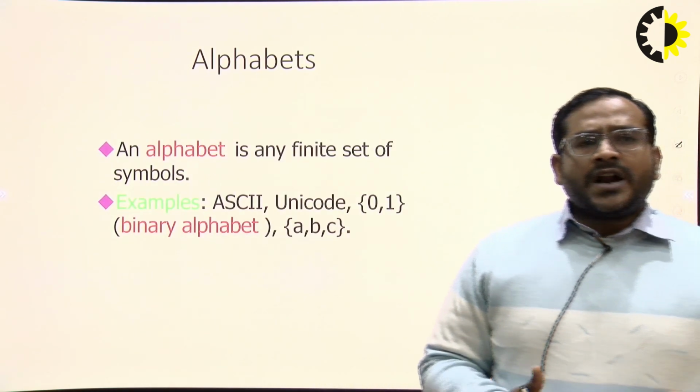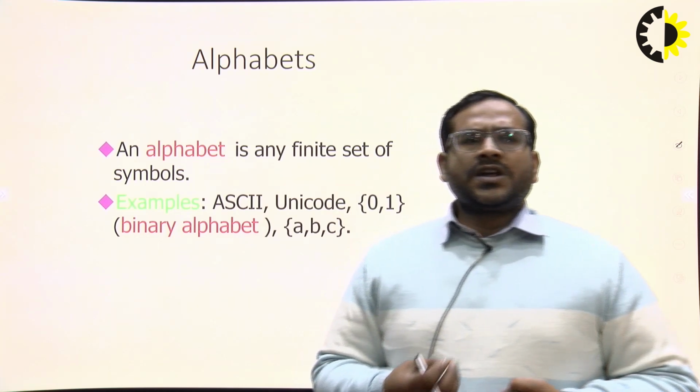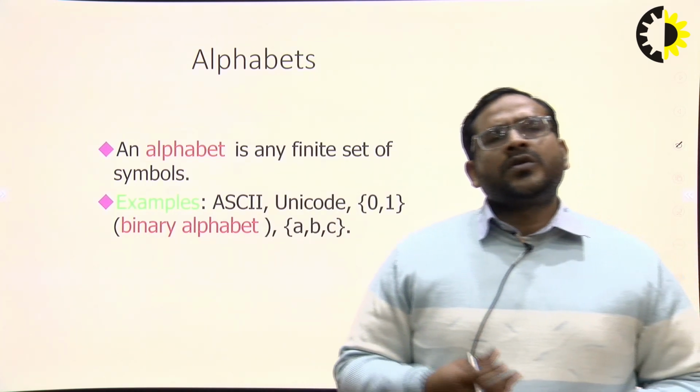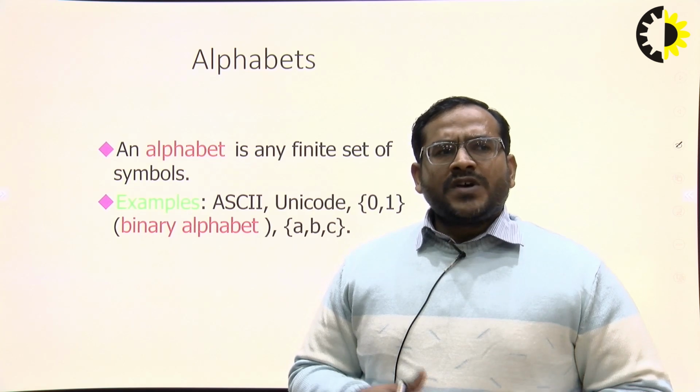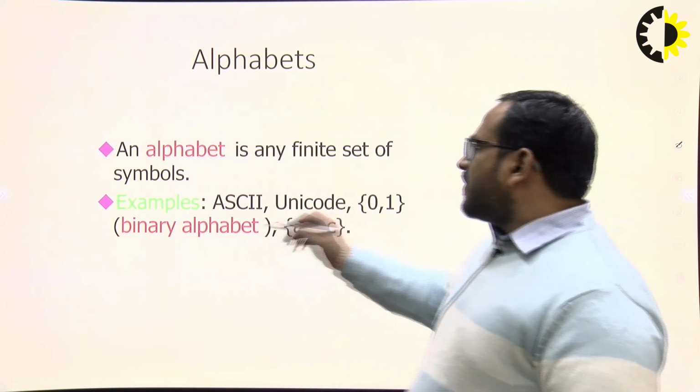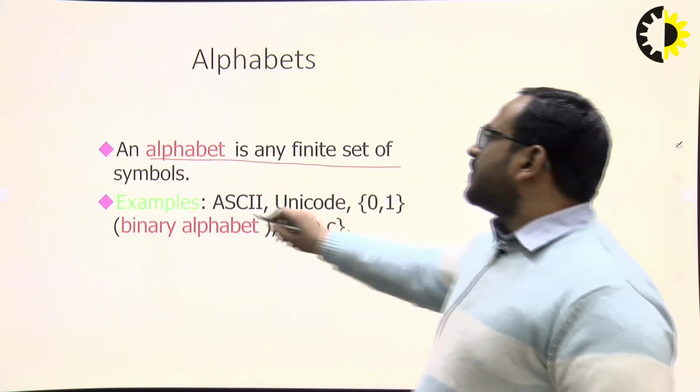Before starting automata, we have to understand what key terminologies are used when we are going to design a finite automata. So the first thing is the alphabet. What is an alphabet? An alphabet is any finite set of symbols.